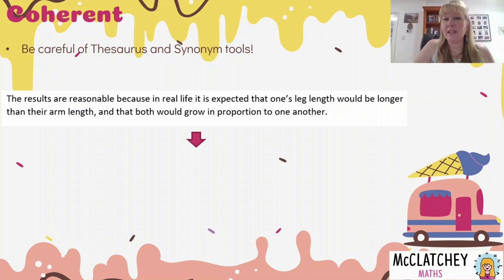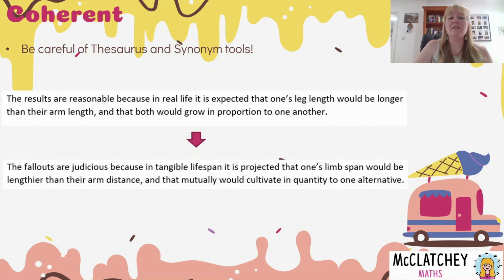However, when we threw that one into the synonym tool in Word, this is what we ended up with. The fallouts are judicious because in tangible lifespan, it is projected that one's limb span will be lengthier than their arm distance, and that mutually will cultivate in quantity to one alternative. Basically, all I did was throw that first sentence in word by word and find an alternative. But now you can see the second sentence makes absolutely no sense whatsoever. We've just basically ripped that coherence straight out of it. Simple language is fine. It's a maths assignment. You don't need to be writing Shakespeare. So don't feel like you need to be all poetic on your teacher.